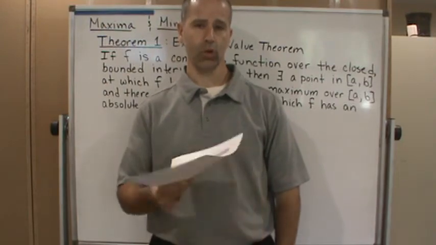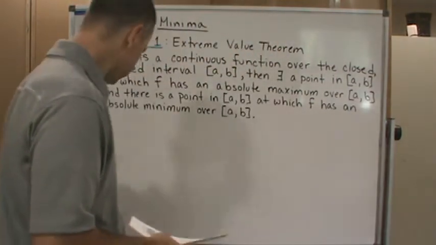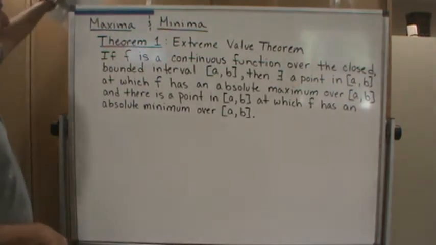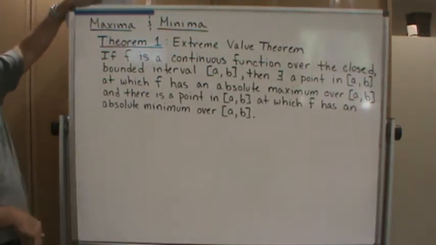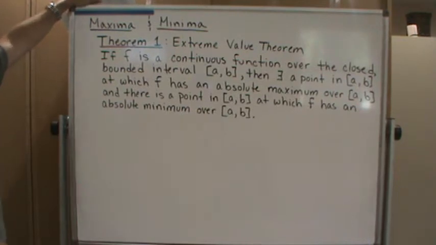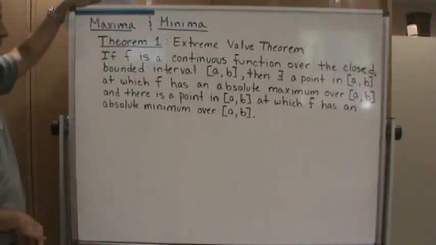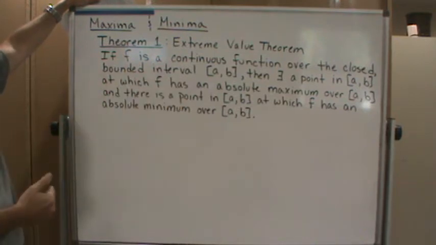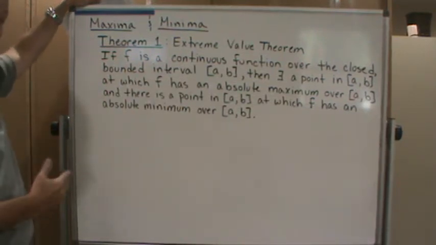Okay, so let me explain. Let me read it and then we'll make some notes of some things. In this theorem, theorem 1, which is the extreme value theorem, that's what we're going to go by. It says if f is a continuous function over the closed bounded interval a comma b. Okay, so there's the conditions, right? That's what we need to assume or should be able to assume or know.